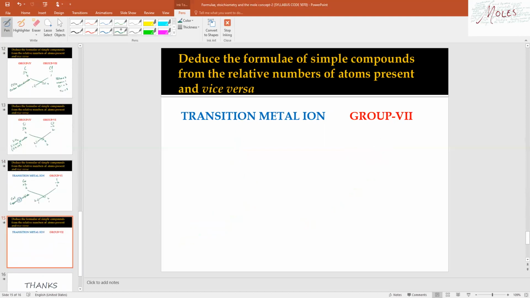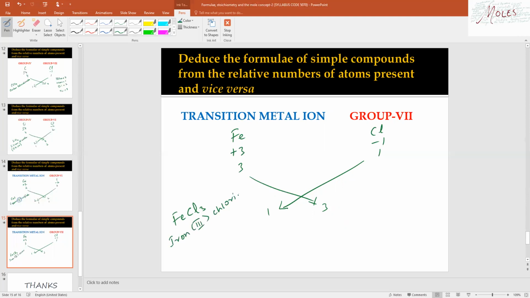The chemical formula between iron 3+ ion and chlorine will be FeCl3. This is the symbol of iron, and the charge of iron. Chlorine belongs to group 7. Name will be iron(III) chloride. Iron(III) chloride. III is the valency for iron.